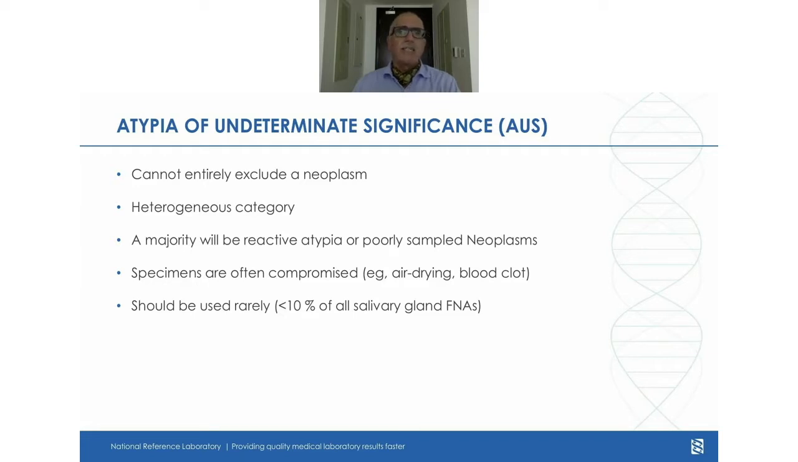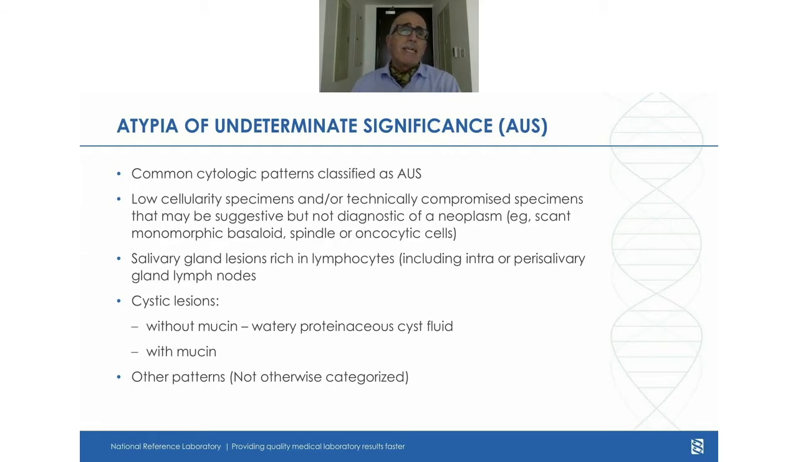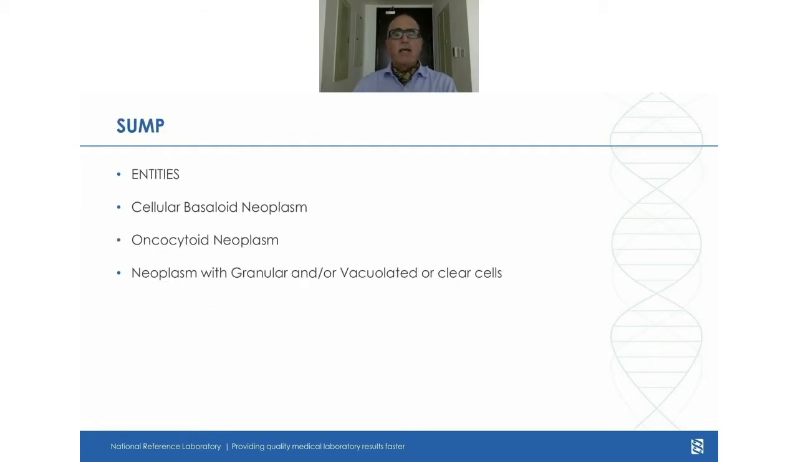It's quite heterogeneous, and most of them will show just reactive atypia, and it's usually a poorly sampled neoplasm or poorly preserved as well. AUS lesions are usually low cellular or technically compromised, and they can be cystic. In all cystic lesions, very often we have less material and more background to confounders. So it is pretty much an indeterminate entity.